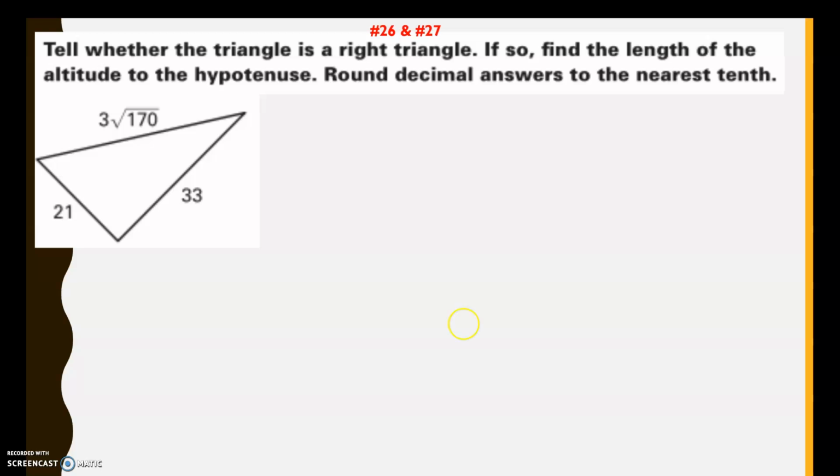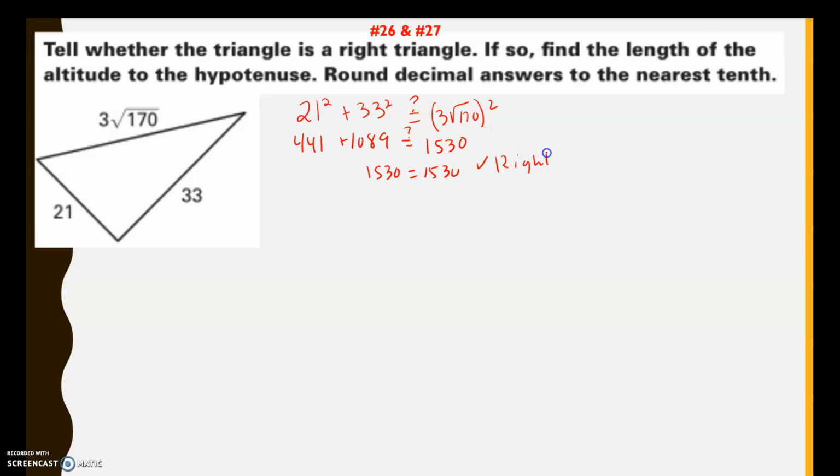So I'm going to set this up as 21 squared plus 33 squared. I want to check and make sure that that really is equal to 3 rad 170 squared. 21 squared is going to give me 441 plus 1089, and we're checking if that's equal to 3 rad 170 squared, which comes out to be 1530. And so I get 1530 is equal to 1530. So yes, this is a right triangle.